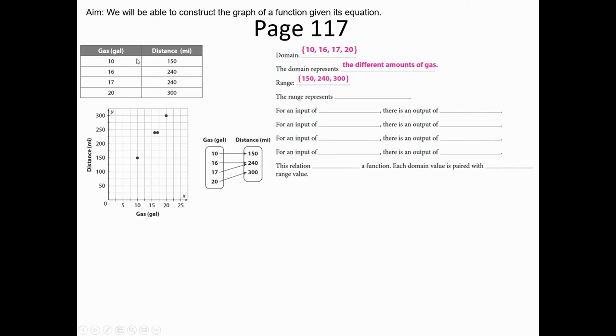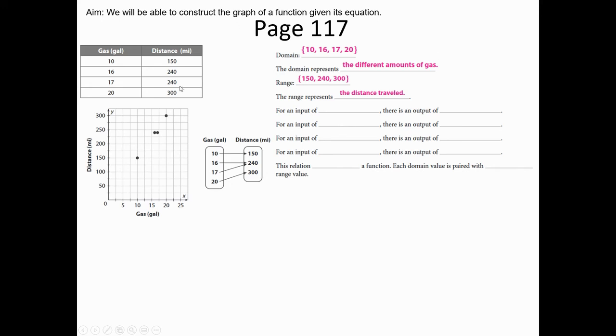Notice we have these two situations where gallons of gas, 16 gave us 240 distance and 17 gave us 240. Think about why this could have happened. Do you think maybe these are two types of cars and some car just gives you more miles per gallon? That's probably what happened, right? Or maybe they were driving at different speeds. Regardless, we know that the range represents the distance traveled.